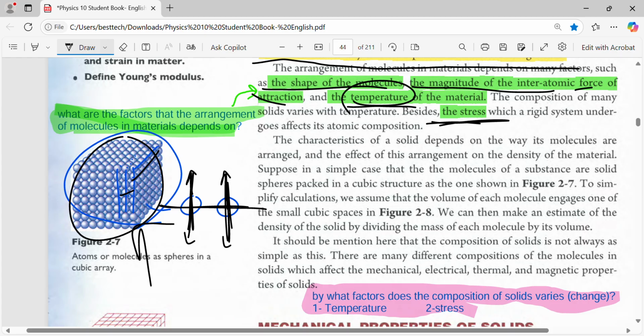Stress too, a mechanical stress or pressure stress. If you apply, guys, as I told you, we cannot even make a pressure on the solid. But what if you apply a large pressure? Maybe it's going to damage the structure of the solid. So of course, it can affect the structure of the solid. So there are four factors that affect the shape: the temperature, the type of the force, the atomic force attraction, and even the stress.